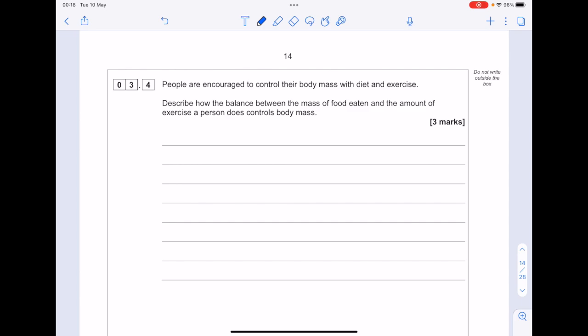People are encouraged to control their body mass with diet and exercise. Describe how the balance between the mass of food eaten and the amount of exercise a person does controls body mass. So the key thing here is to look at the mass of food eaten and how that would affect body mass, and then the amount of exercise done, and then how that affects body mass. So don't stress too much about that, because obviously if you eat more food, you're going to increase your energy intake.